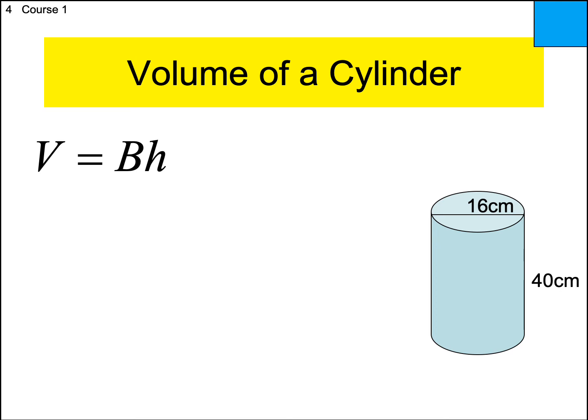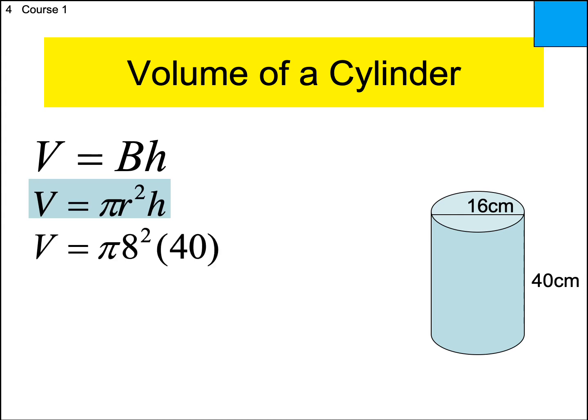So how do we change a diameter to a radius? That's correct. We take half. So in this case, the radius is not 16. The radius is 8. And the height is 40.